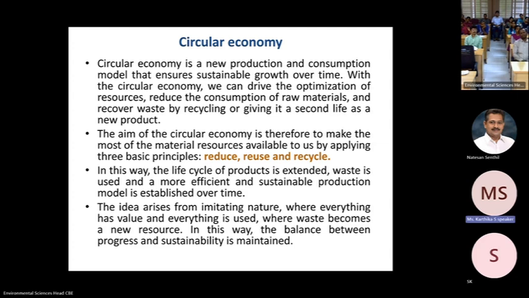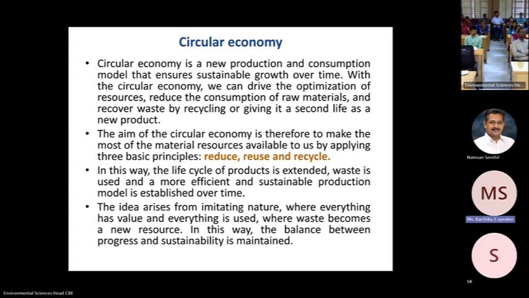And recover waste by recycling or giving it a second life as a new product. That means we can't ignore the waste. Waste should also be considered as a new resource for another product. This is the attitude we have to develop, integrated with research also. We can't hereafter focus on use and throw.